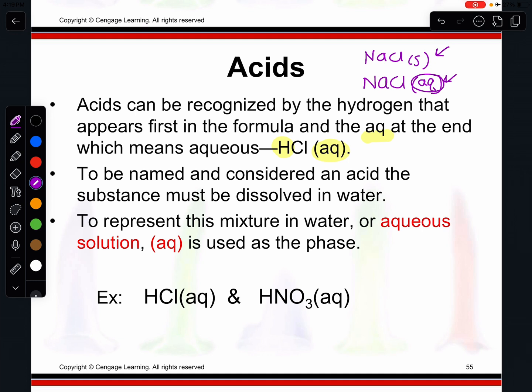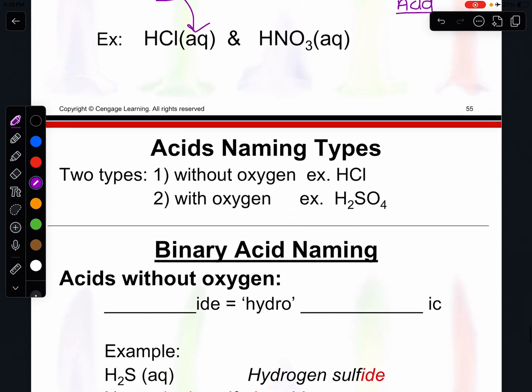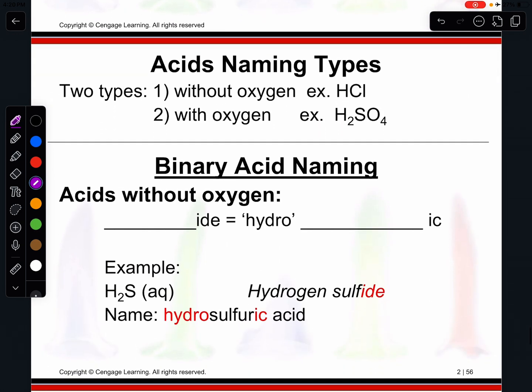So this symbol, this phase, tells you a lot about a substance. To be named and considered an acid, it also has to be dissolved in water, hence the AQ. To represent a mixture that is in water, we use that AQ symbol, and you can see that here. Sometimes, if the label of a category is acid, you may not see the AQ on all the examples. I try to be pretty consistent with that, but if you have any questions, you're welcome to ask. So again, it has to have an H in front and an AQ at the end.